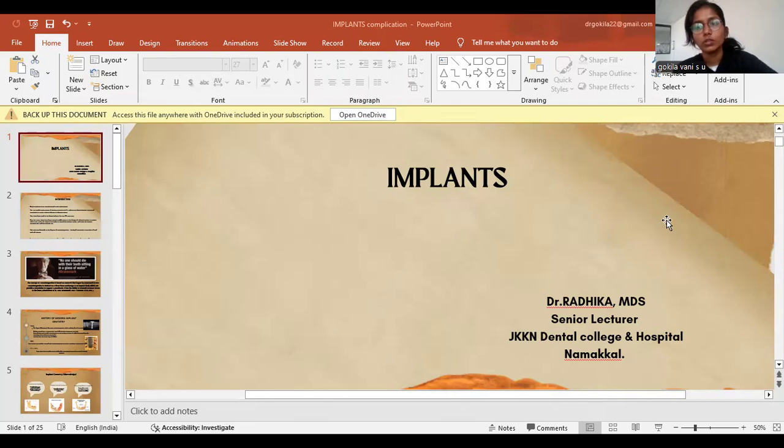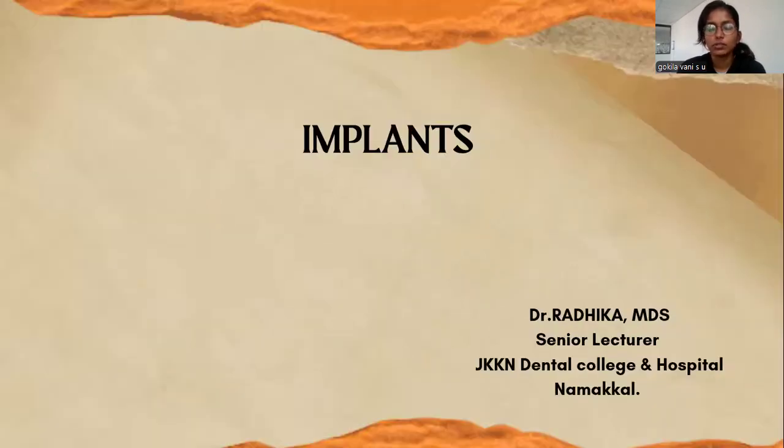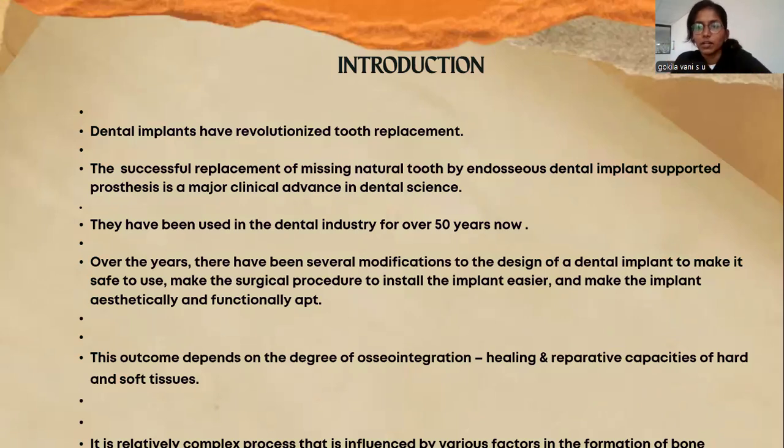So, to begin with, we all know that the replacement of teeth has been made easy with the evolution of dental implants, because traditional fixed partial dentures and removable partial dentures have many disadvantages. In fixed partial dentures, we have to grind the natural teeth, whereas a removable partial denture is very inconvenient for the patient to maintain. So, dental implants have revolutionized tooth replacement and have successfully replaced missing teeth.